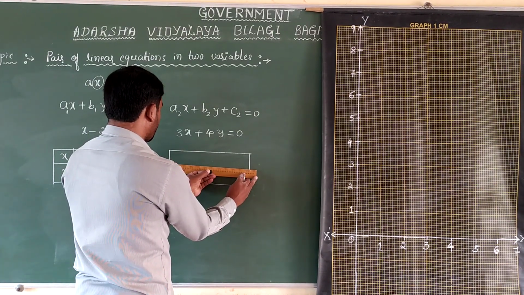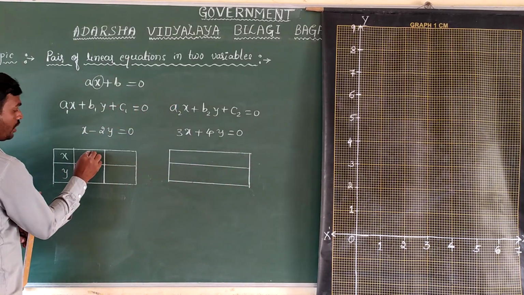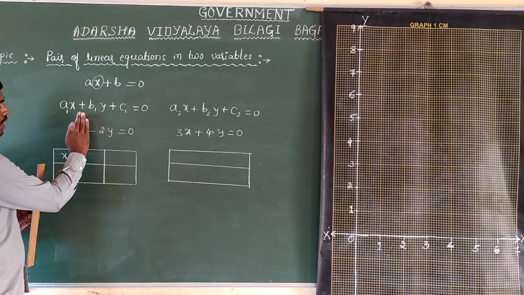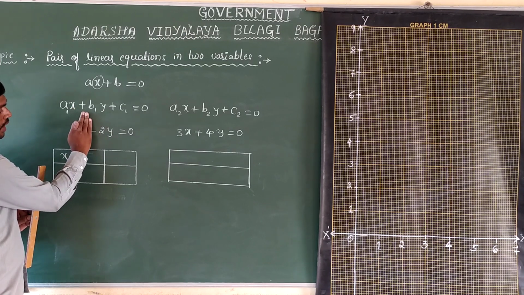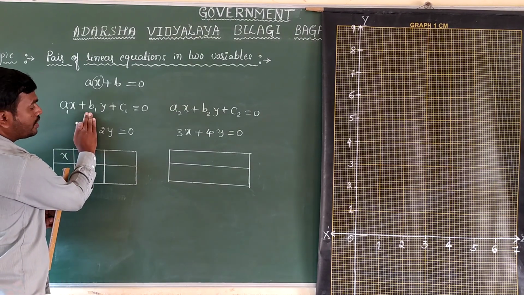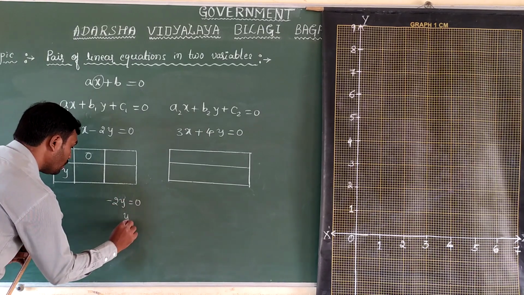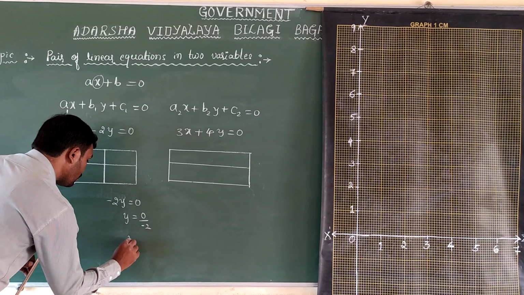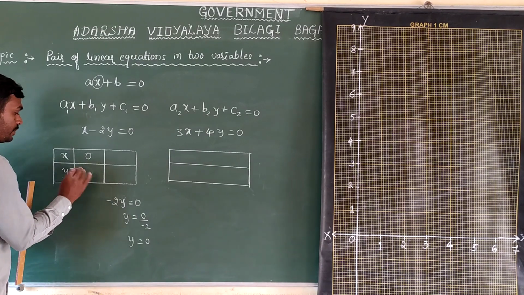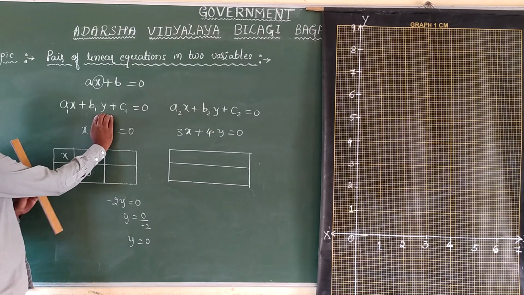I will take the values for x, so that it gives the value for y. So for the first equation, here I will take the value for x as 0. If I hide x, x becomes 0. What is left here? Minus 2y is left. Minus 2y is equal to 0, so y is equal to 0 by minus 2. So y becomes 0. If x is 0, y is also 0, children. If I hide y, x is equal to 0.